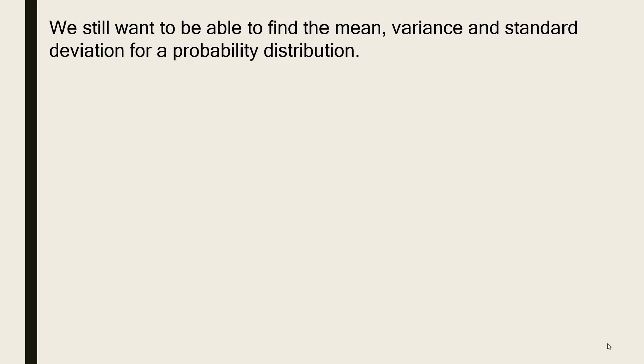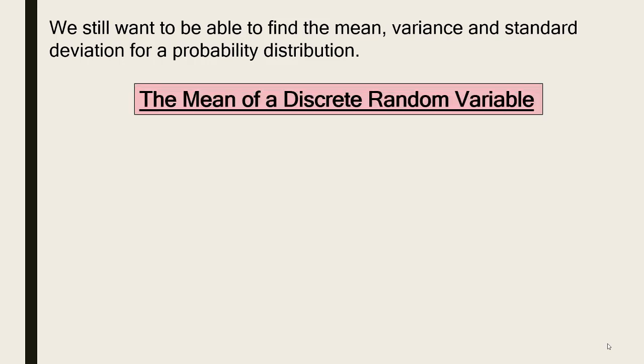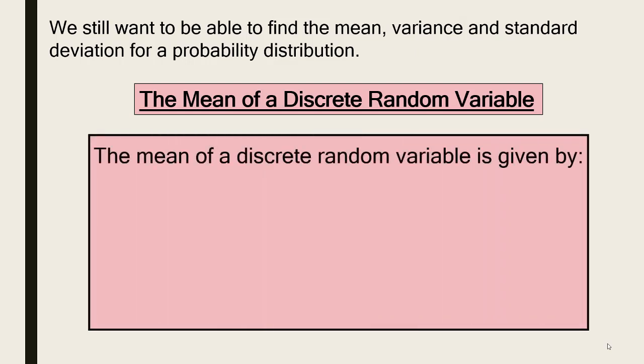So we'll start by giving a definition of the mean. To find the mean of a discrete random variable, what we do is we take each data value times its probability, and then we add up all those products. So mu equals the sum of x times the probability of x.